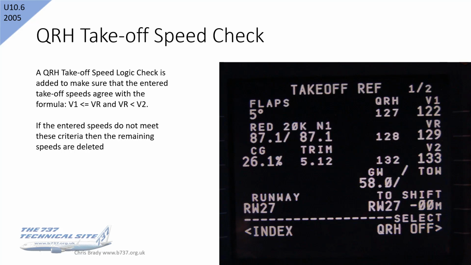QRH takeoff speed check was added, and again there have been several of these going back. This is a further development and a further layer of speed checking, and this is just the straightforward one, that V1 is less than VR and VR is less than V2. If the entered speeds don't meet those criteria, then your speeds will be deleted.